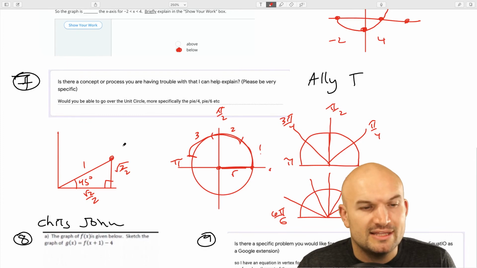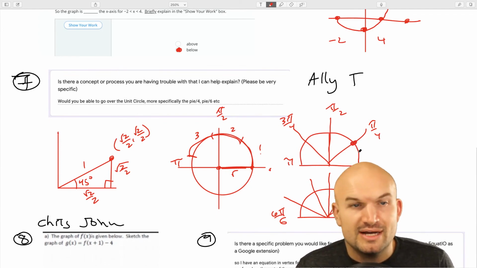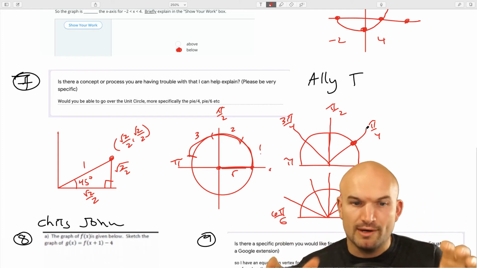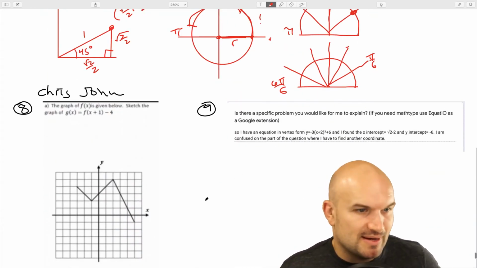And that's how we get the x and y coordinates of square root of 2 over 2 comma square root of 2 over 2 for that point right there, right? So that's where those points come from. It's the special right triangles just with a hypotenuse of 1. So not really sure what you needed, but hopefully that was beneficial.